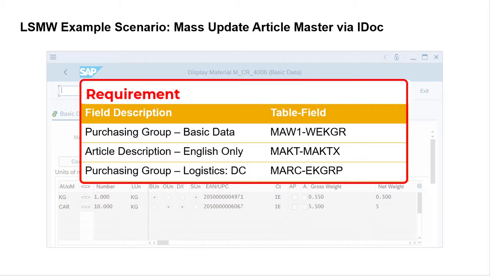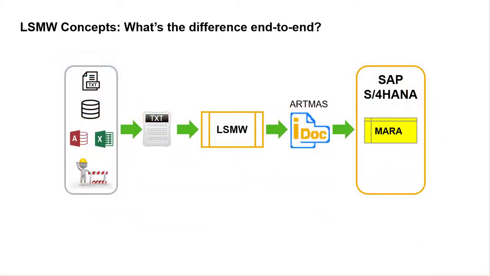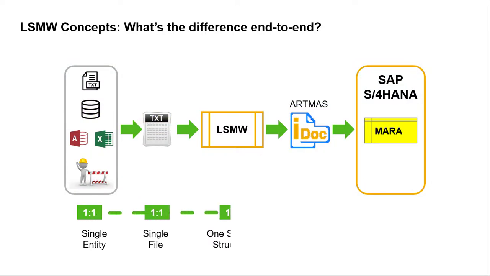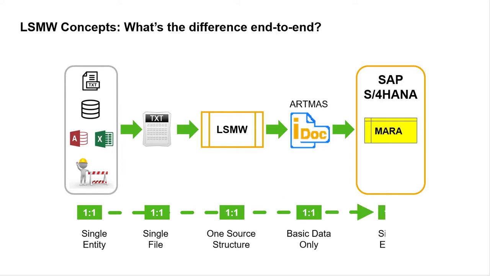Updating multiple Article Master views requires you to consider one-to-many relationships from source to target. Well, what does that mean exactly? Consider a typical data flow from a data source through LSMW to an IDoc, and finally updating Article Master basic data in an SAP system.